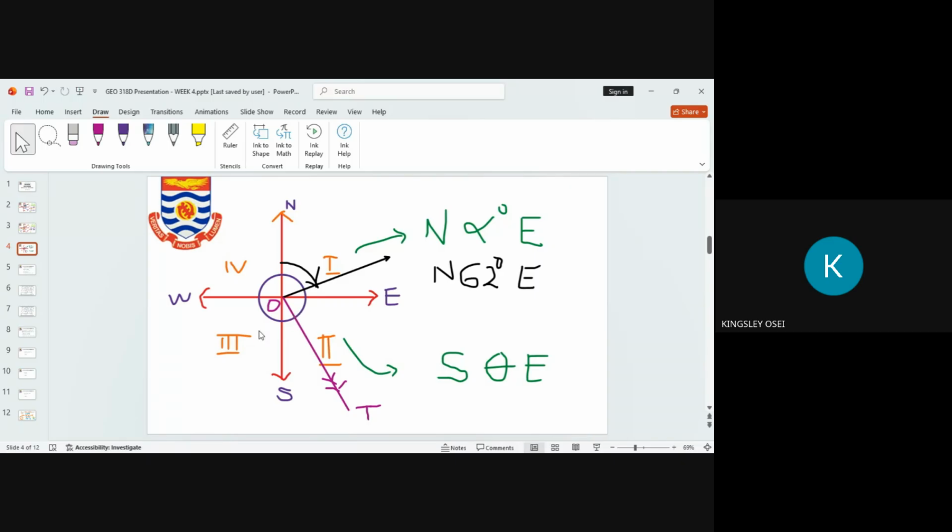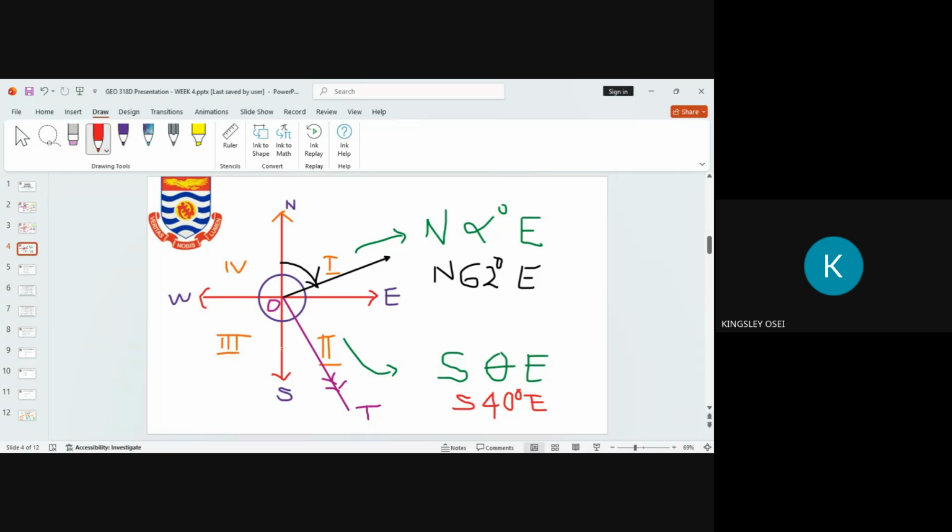So let me adapt a value of, for instance, 40 degrees for this angle here. So what would I write as my answer? My answer will be captured this way: south 40 degrees east.